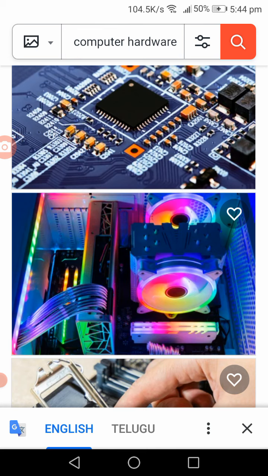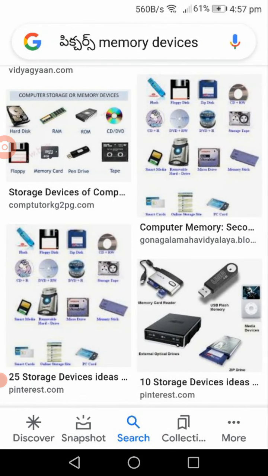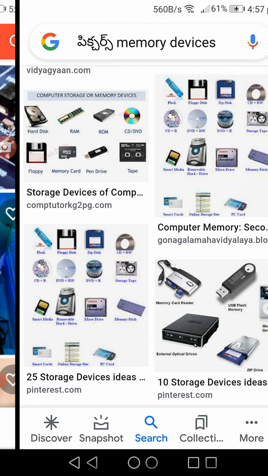What is a cable? A cable is a wire connected to the computers and other peripheral devices to each other.